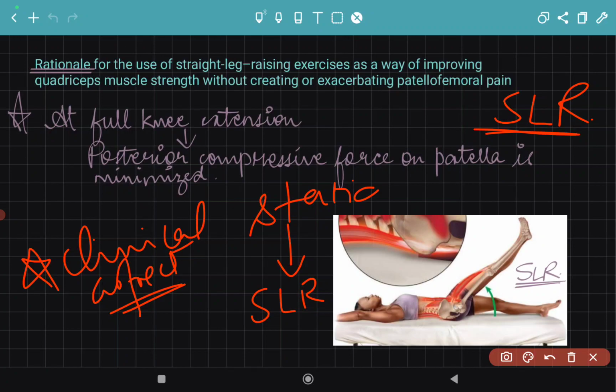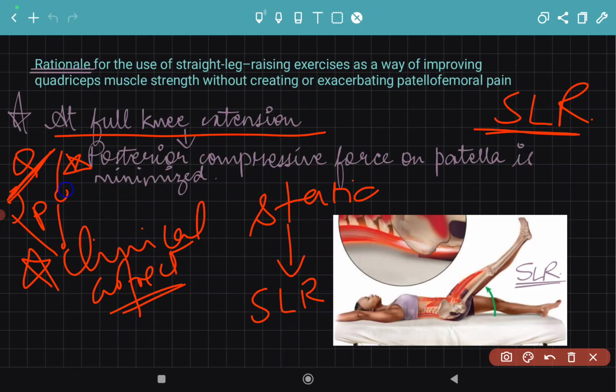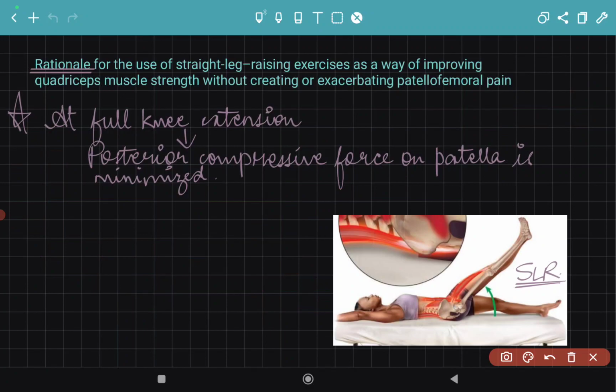So at full knee extension, we saw just now that the posterior compressive force on the patella is minimized, because the pull of the quadriceps tendon and patellar tendon is automatically reduced. If this is in flexion, then in extension it is automatically reduced. So at full extension, the posterior compressive force exerted on the patella is minimized. Hence in SLR also we can see that the extension of the knee is maintained.